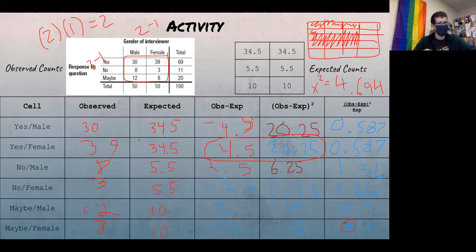So if I go to my chi-square test, I already have a chi-square value of 4.694, 2 degrees of freedom. Where's the chi-square value going to fall between, or where's the p-value going to fall between?